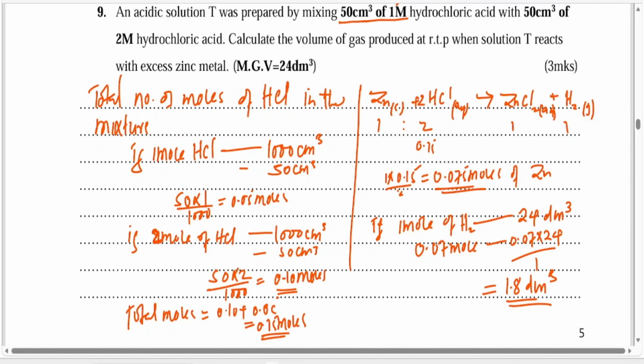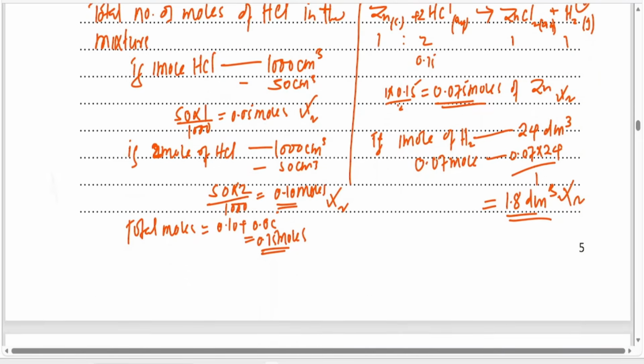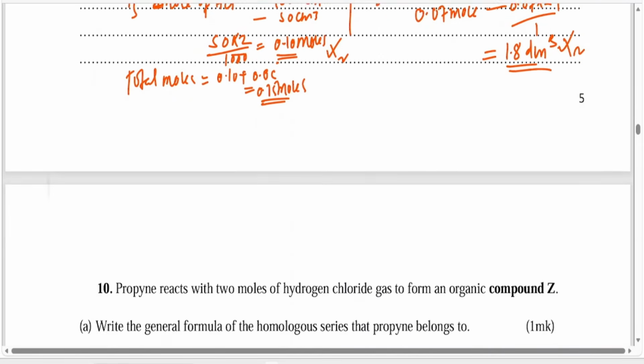So it gives you 3 marks. Determining the moles of the 1 molar acid gets half a mark. Determining the moles of the 2 molar acid gets half a mark. Writing the equation correctly, 1 mark. That is determining the mole ratio, getting the moles of zinc has half a mark, and getting the correct answer has a mark. So this gives you a total of 3 marks. Moving to the next question.